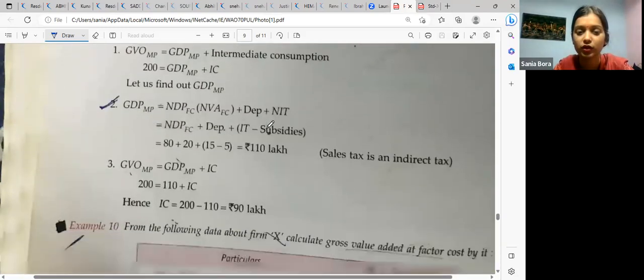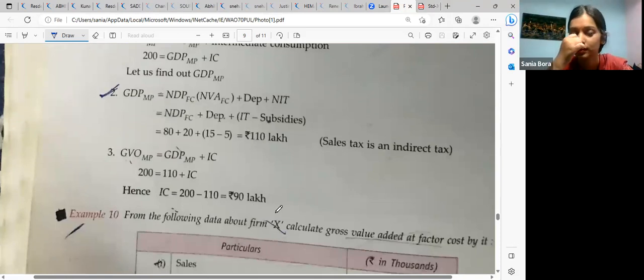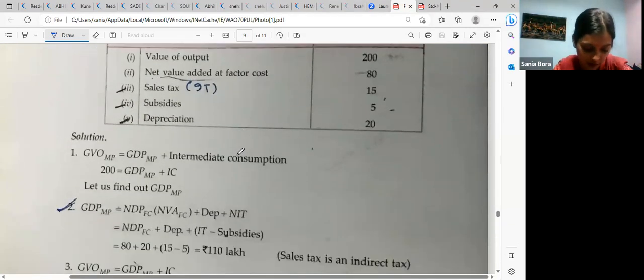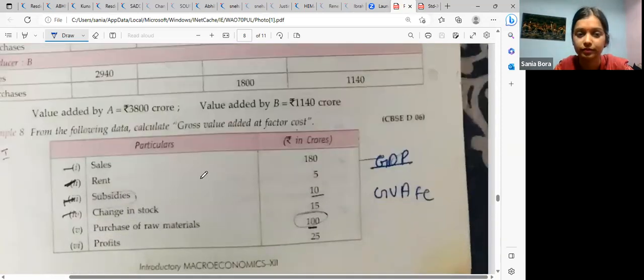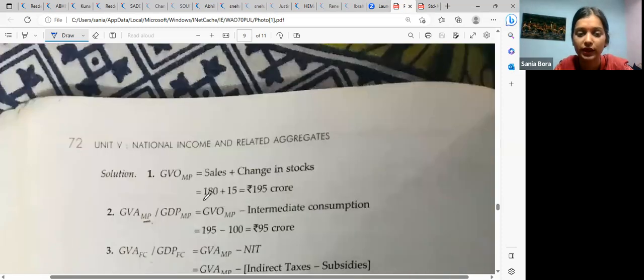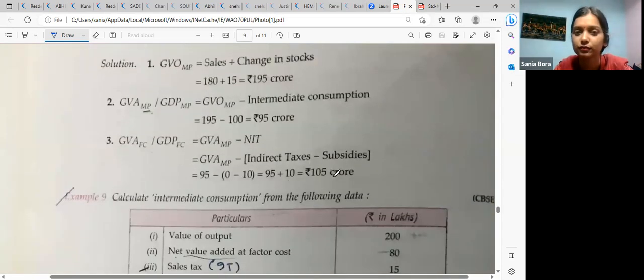Okay, so I gave you one question, which is example number 9. For this, are you getting 90 lakhs? This one, value of output and all that, right? And then I gave you example number 8 as well. This one, you have to calculate gross value added at factor cost. So are you getting this 105?